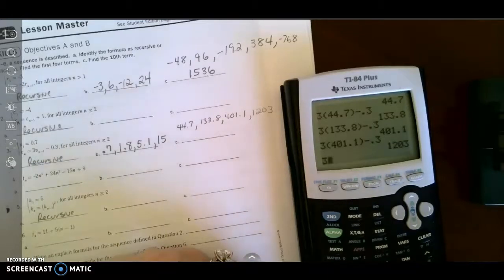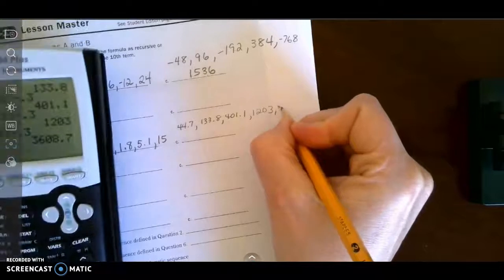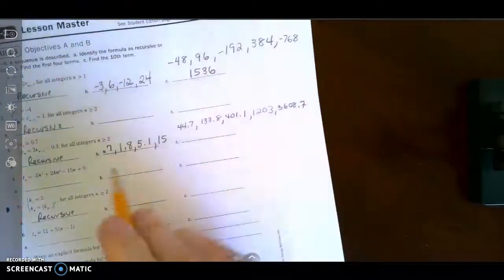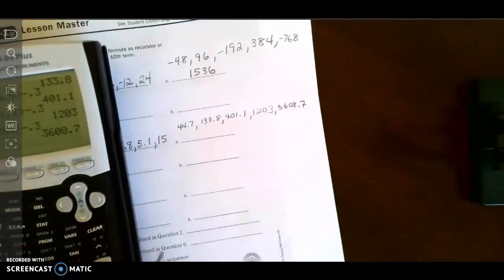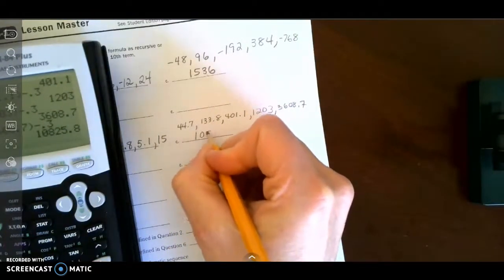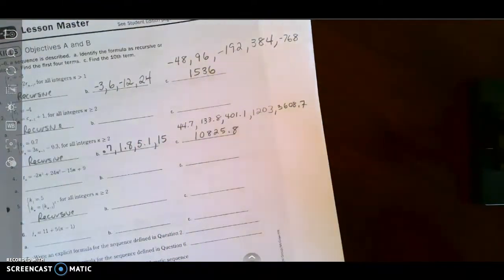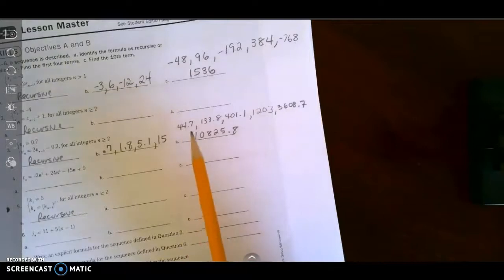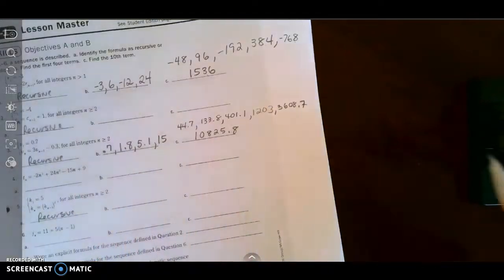3 times the 1,203 minus 0.3, and I get 3,608.7. Let's see, 4, 5, 6, 7, 8, 9. This is my last one. 3 times 3,608.7 minus 0.3, and I get 10,825.8. So I just have to keep multiplying the previous term by 3 and subtracting 0.3.